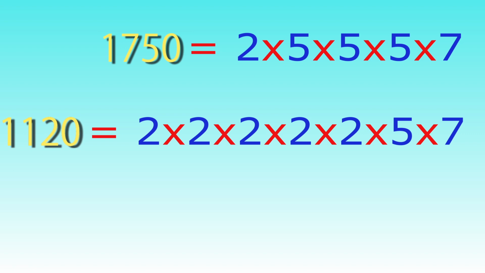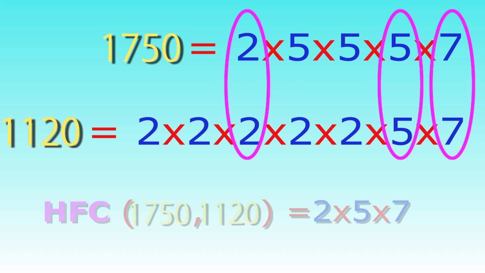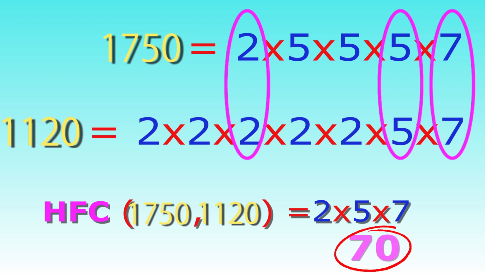Now we simply look for pairs of numbers across the two prime factorizations. There is one pair of 2's, one pair of 5's, and one pair of 7's. We ignore one of each pair and multiply for the highest common factor. So that's 2 times 5 times 7, which equals 70. That's our highest common factor.